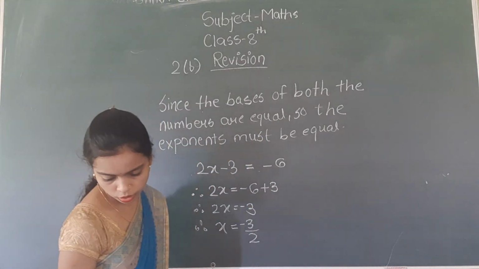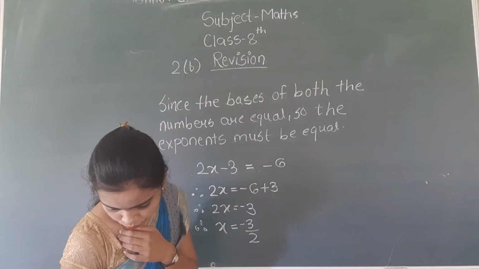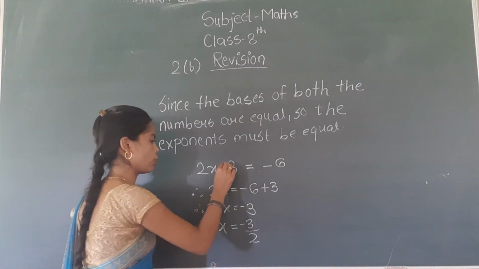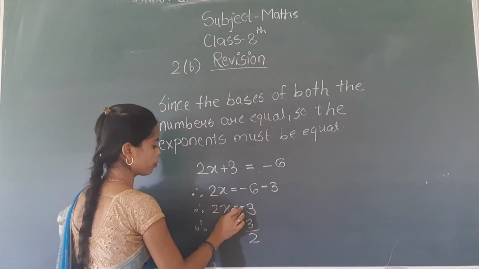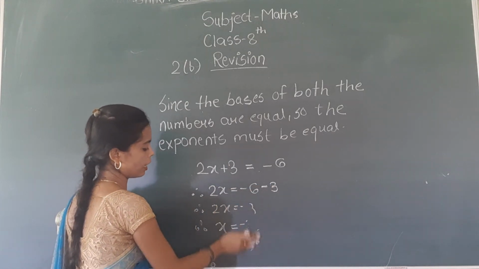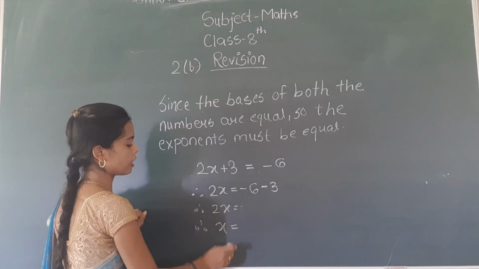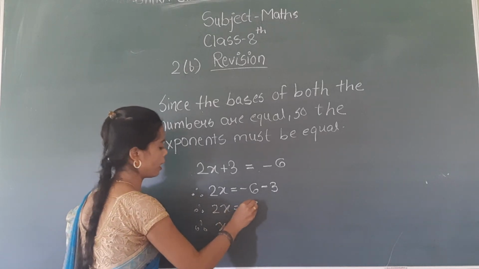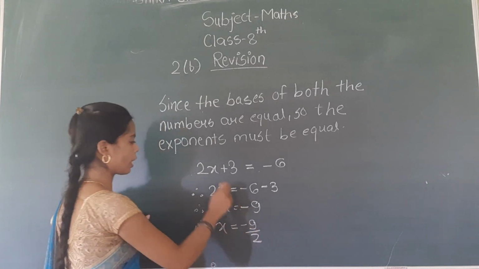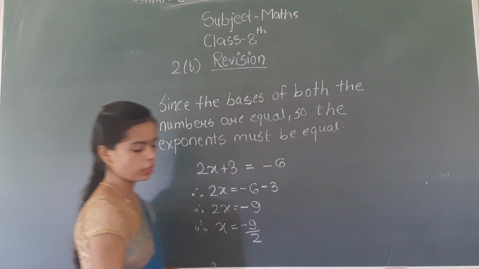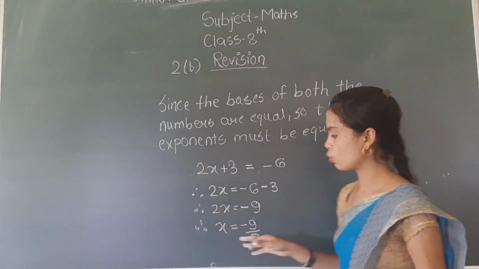Okay, did I write the question wrong? Yes, it is 2x plus 3. Okay, sorry, it is 2x plus 3, so it will become minus here. Now minus 6 and minus 3, it is equal to minus 9, so it is minus 9 upon 2. By mistake I have written the minus here, okay, because I have erased the previous solution.